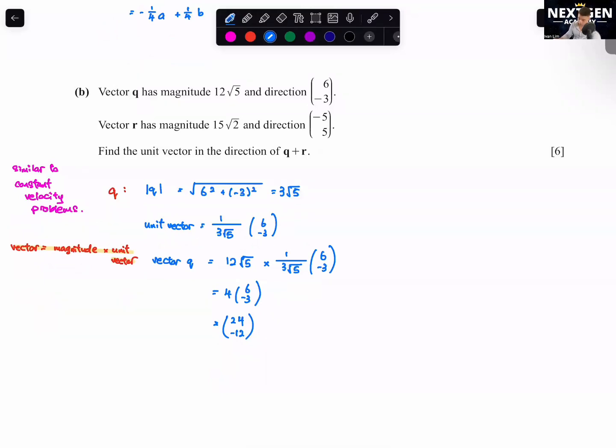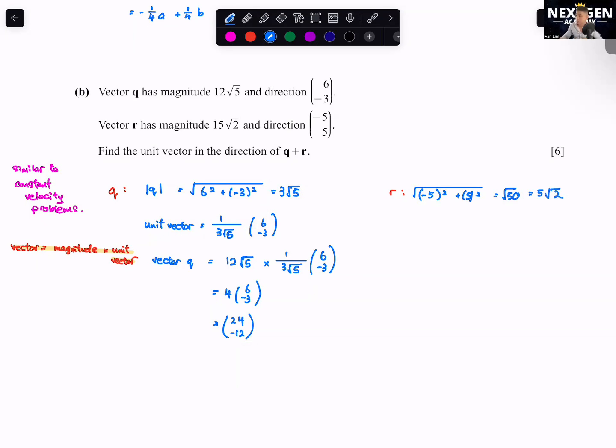We're going to repeat this for R. The same exact thing. So for R, we find the magnitude first. Square root of negative 5 squared plus 5 squared, which is equal to root 50. Can we simplify this? Root 50 is 5 root 2.